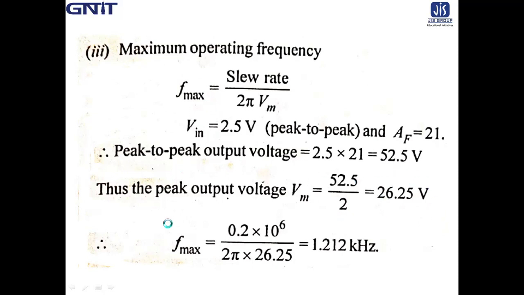Now F max is the maximum operating frequency. You can determine, that is 0.2 into 10 to the power 6, because it is a volt per microsecond unit, by 2 pi into Vm 26.25. So F max is equal to 1.212 kilohertz.